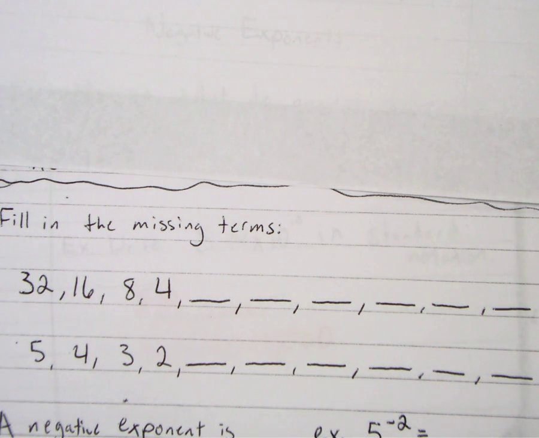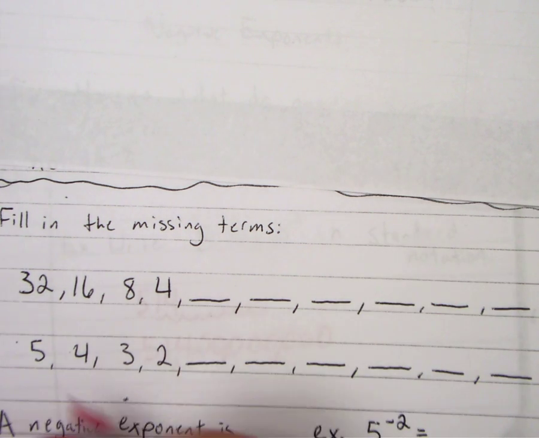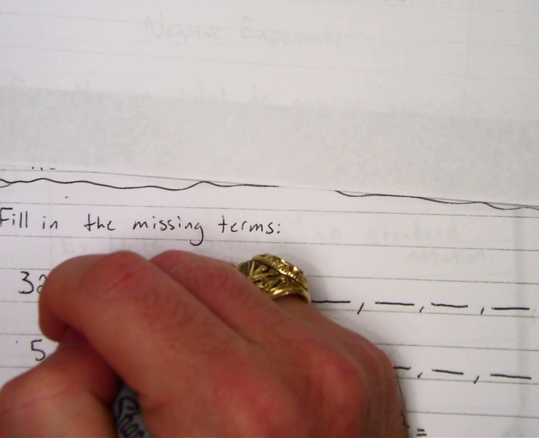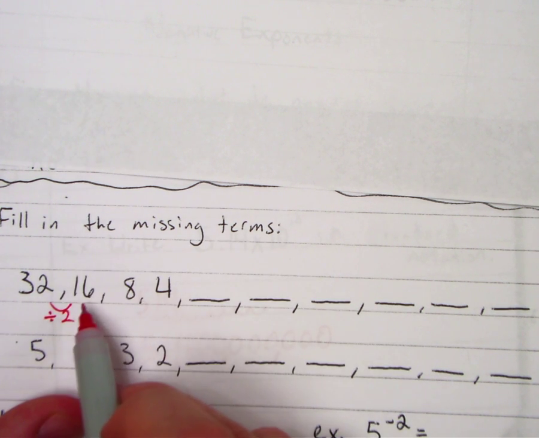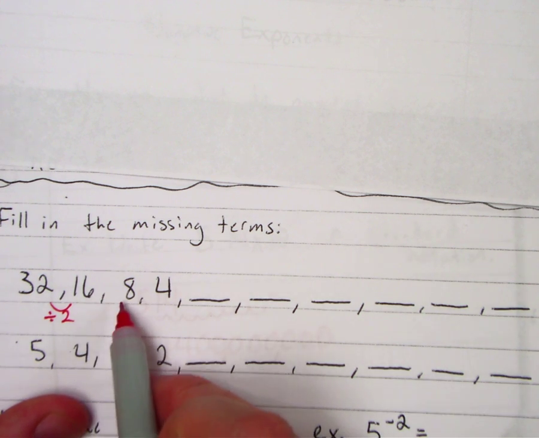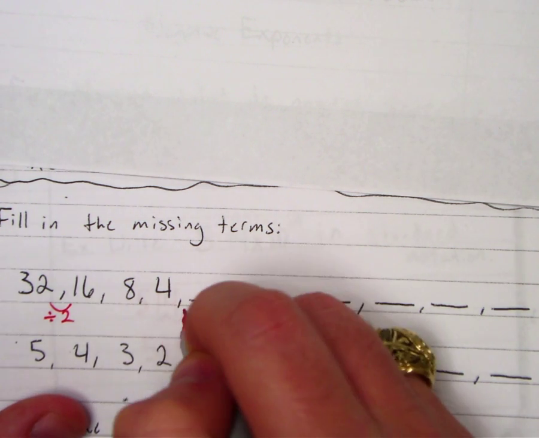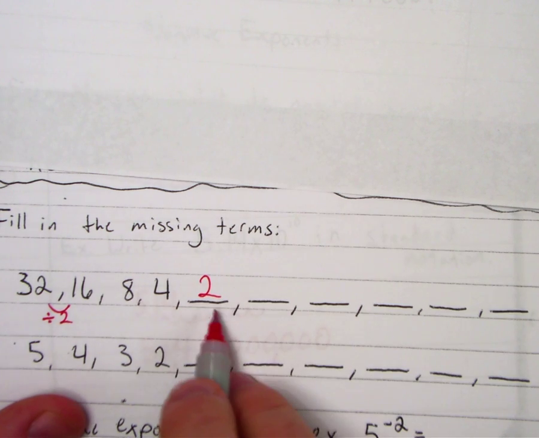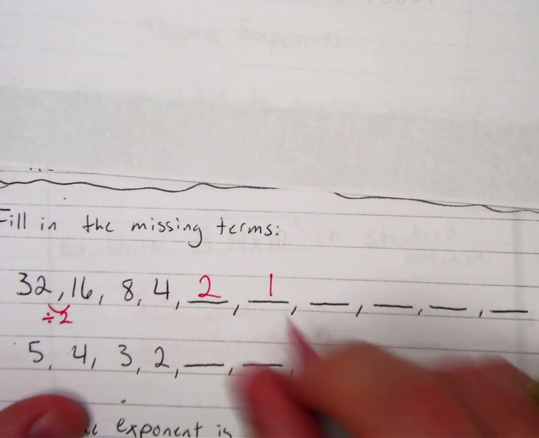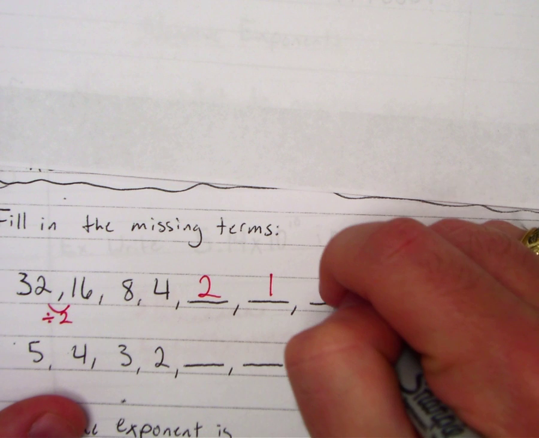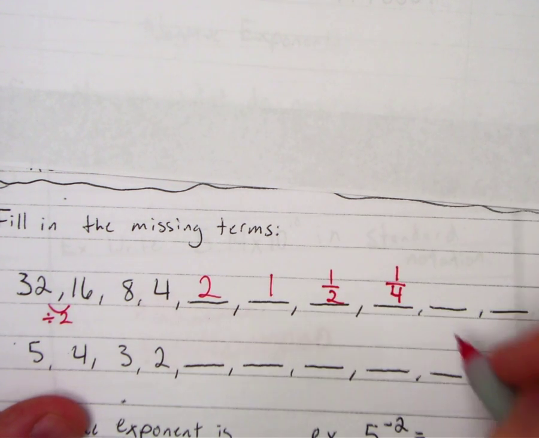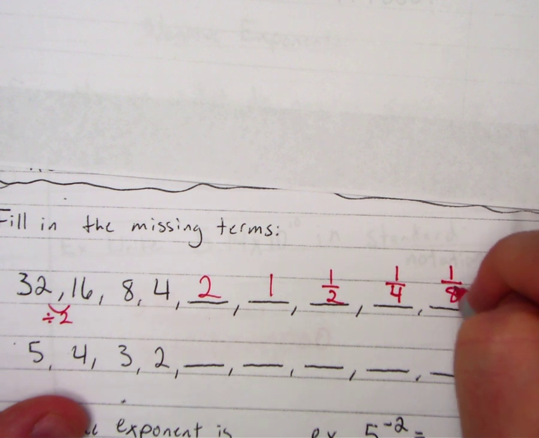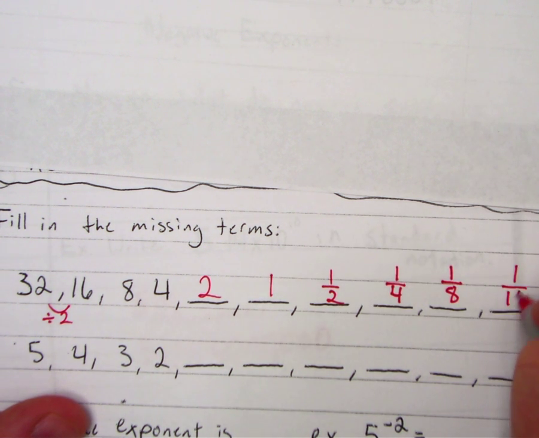All right, now that you've paused the video, or played the video again, I'm going to go ahead and walk you through these terms. So 32 to 16, well, what do we do here? We divide it by 2, and you see that it does that every single time. So 32 divided by 2 is 16, 16 divided by 2 is 8, 8 divided by 2 is 4, 4 divided by 2 is 2, 2 divided by 2 is 1, 1 divided by 2 is 1/2, 1/2 divided by 2 is 1/4, divided by 2 is 1/8, and then 1/16.